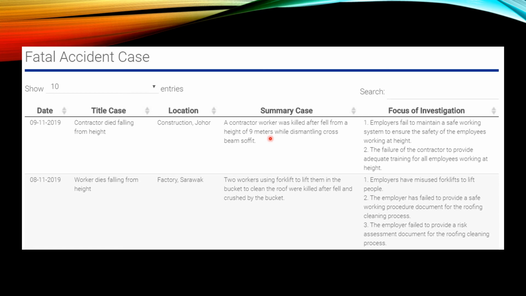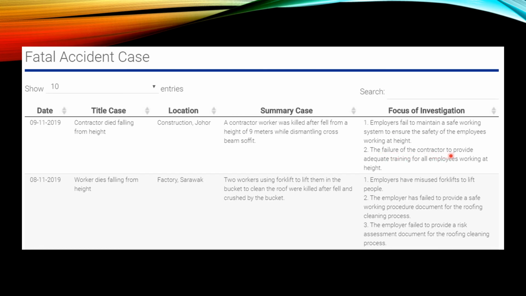A contractor worker was killed after falling from a height of 9 meters. 9 meters is roughly either two or three stories, the second floor or the third floor, while dismantling a cross beam soffit. I'm not sure what that is. The investigation found that the employer failed to maintain a safe working system to ensure the safety of the employees working at height.